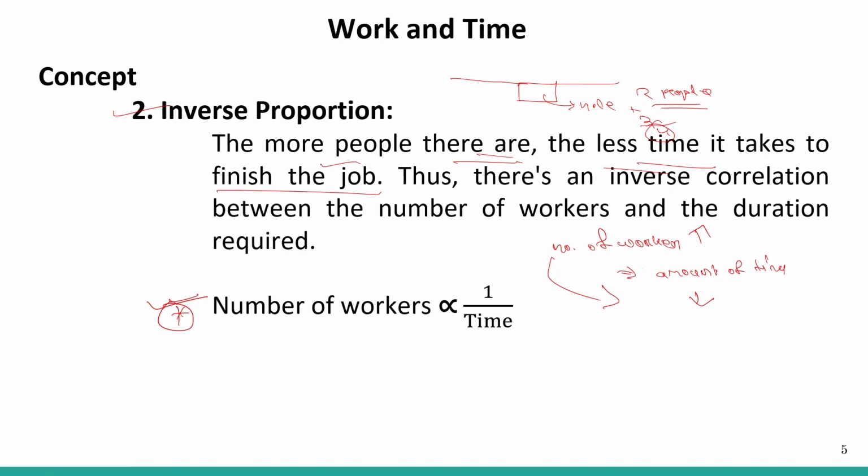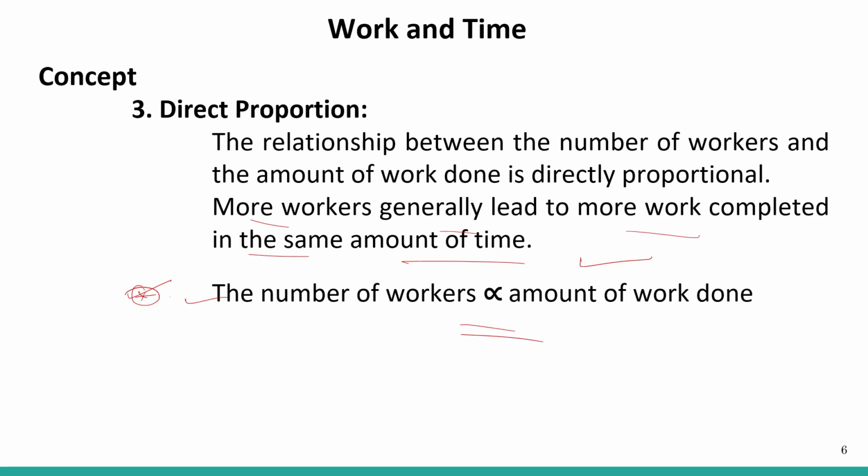So we learned what inverse proportion is. If one thing increases by a specific ratio, the other thing decreases by that specific ratio. Here in the first case it increased, in the second case it decreased. That is what we call inverse proportion. If one gets larger, the other one gets smaller. So what is direct proportion? The relationship between the number of workers and the amount of work done is directly proportional. More workers generally lead to more work completed in the same amount of time.